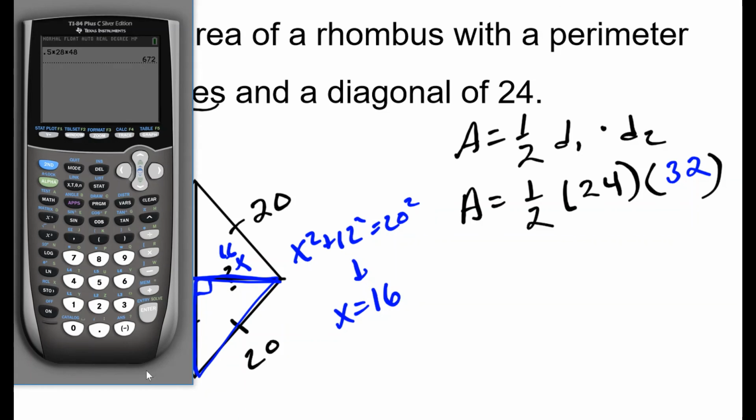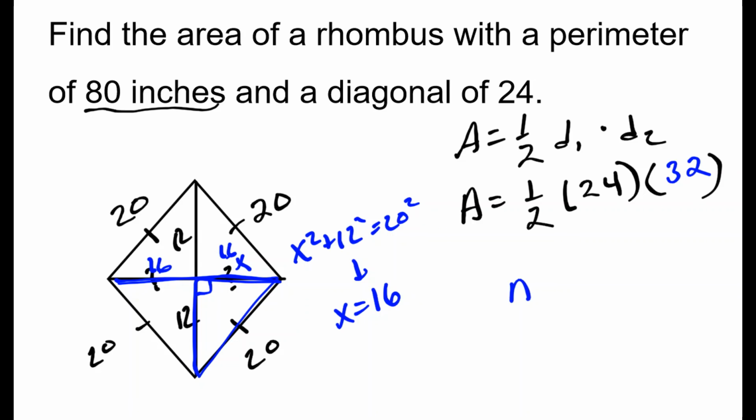So now we have enough information to use our formula. We're looking at 1/2 of 24 times 32. That's 384. And that would be the area of that rhombus.